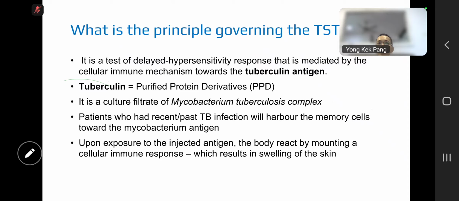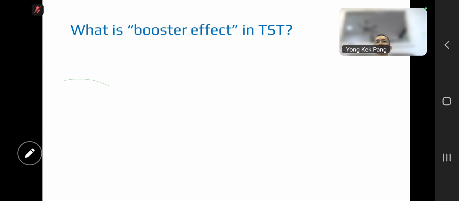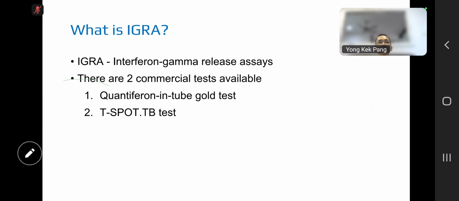And we know that patients who had recent or past TB infection will harbor the memory cells towards the Mycobacterium antigen. And now if you are injecting this individual with the antigen, the body will react by mounting a cellular immune response. And this cellular response will result in swelling of the skin. And then what is the booster effect versus the conversion effect in the tuberculin skin test? I hope you know how to interpret them.